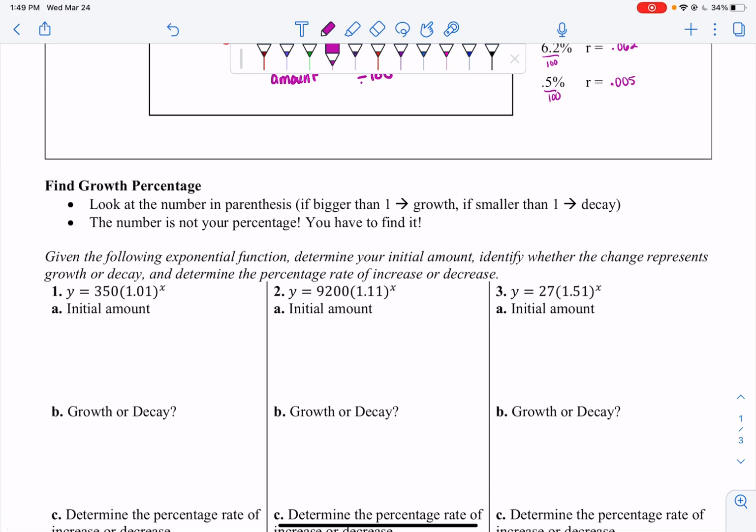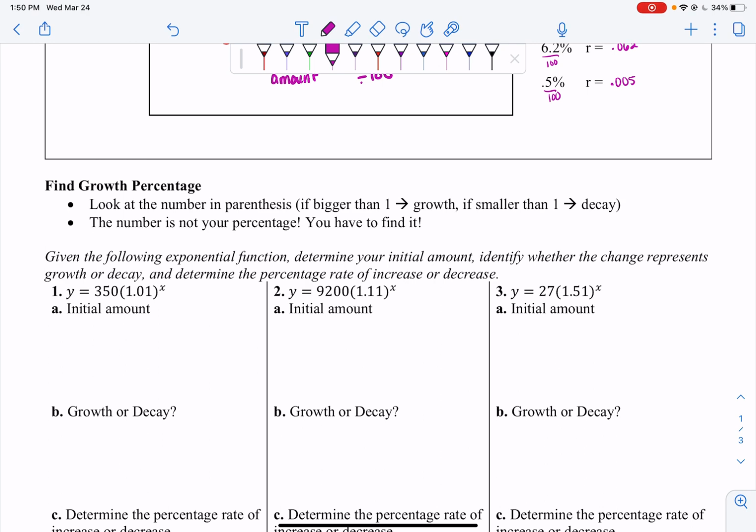Now let's find the growth percentage by hand. This actually is not that daunting. To find the growth percentage, first you have to figure out if it's growth or decay. Like I said before, everything we do today is going to be growth, everything we do tomorrow will be decay, and then when we get back from the break, we're going to do a mix and match. So to find your growth percentage, look at the number in the parentheses. If the number is bigger than 1, it's growth. If the number is smaller than 1, it's decay. Note, the number is not your percentage. You actually have to find it.